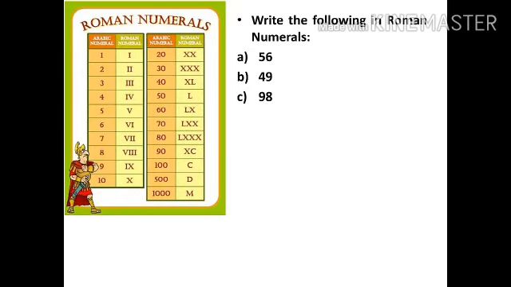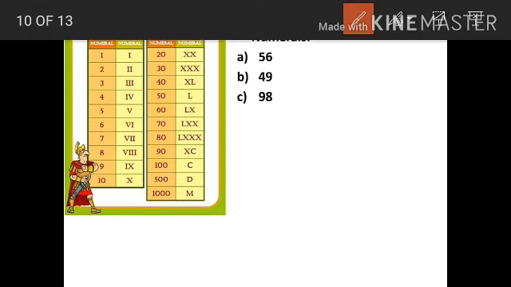Now, let's do some problems. Write the following in Roman numerals. That means we have to write the Roman numbers for the following Hindu Arabic numbers. The first one is 56. How can we write it? We know that it should be a combination of letters. So 56 can be written as 50 plus 6.